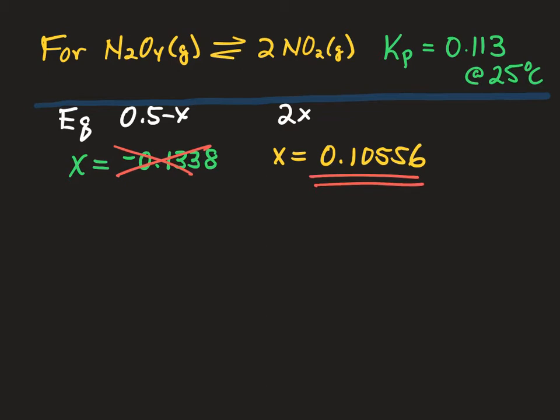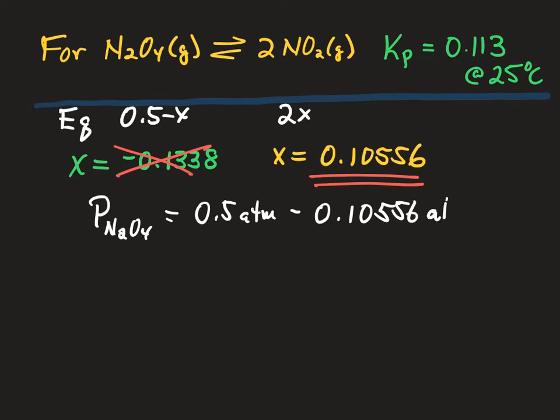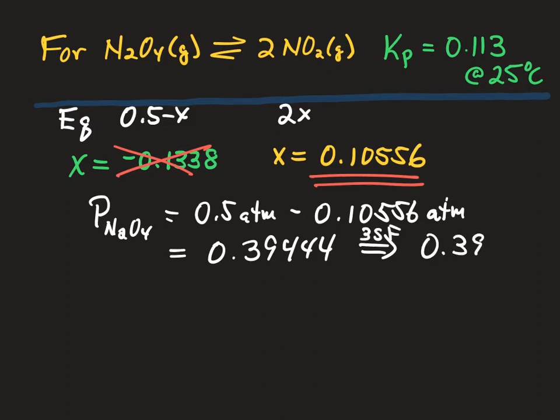And so now we will substitute this in for our variables. So our pressure of N2O4 is going to be 0.5 atmospheres minus 0.10556 atmospheres. And so that then equals 0.39444, which to a reasonable 3 significant figures would be 0.394 atmospheres after subtraction.